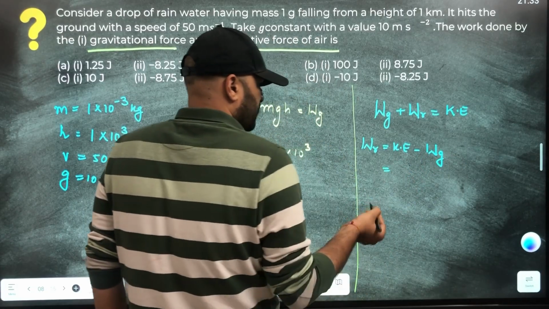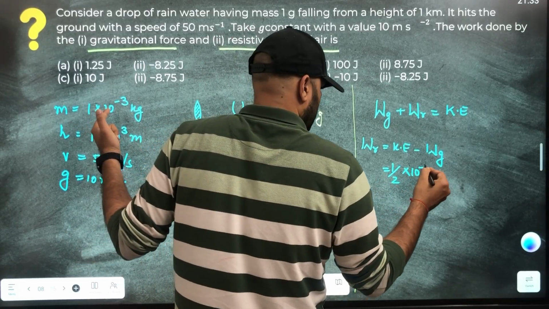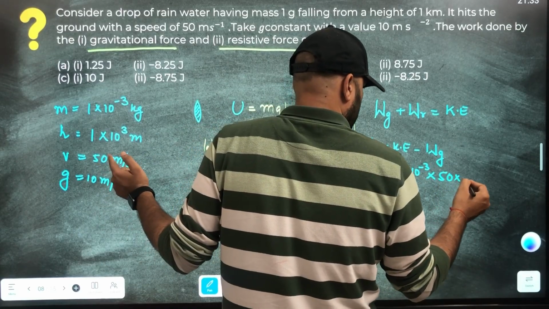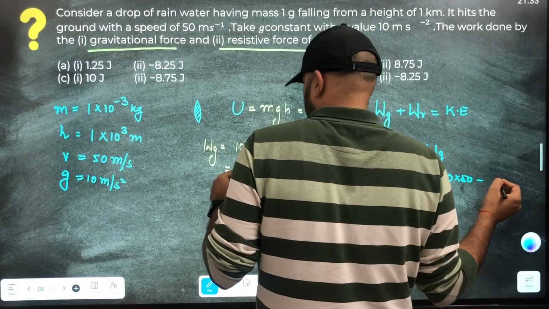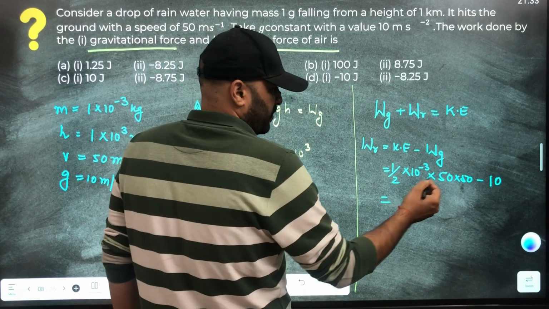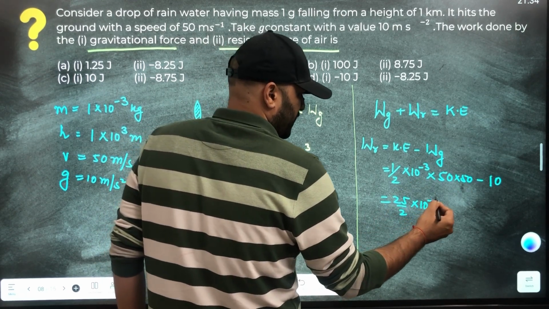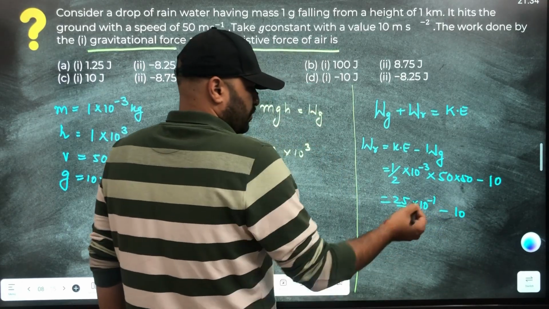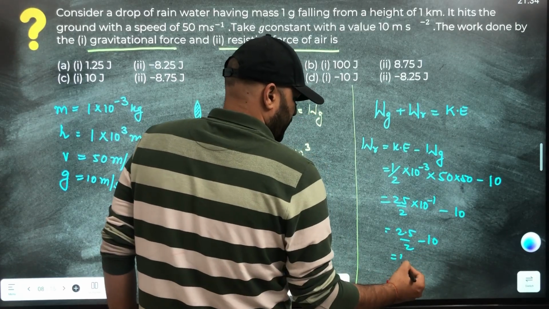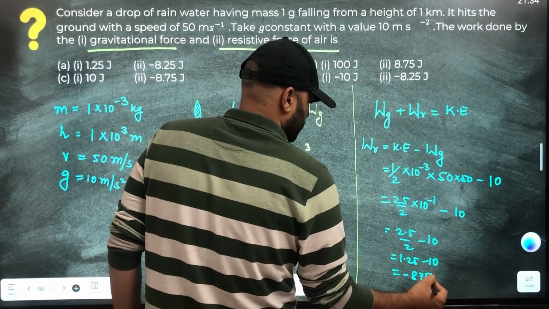Now what is the kinetic energy of the drop? It will be half m. What's the mass? 10 to the power minus 3. What's the velocity? 50 into 50, minus what's the work done by gravity? That's 10. So we can simplify this further. 5 5s are 25, 25 by 2, and 2 zeros I am cancelling. It will be into 10 to the power minus 1, minus 10. So that will become 2.5 whole divided by 2 minus 10. That's 1.25 minus 10, and that's minus 8.75 joules.